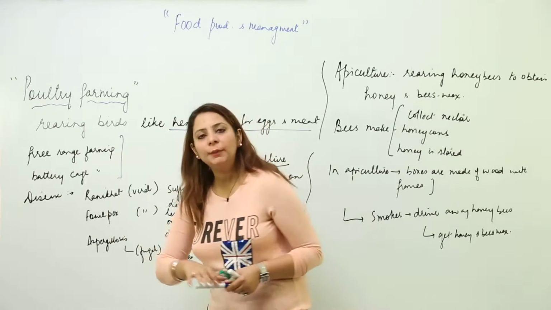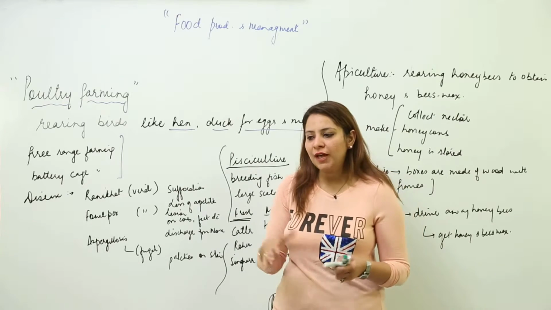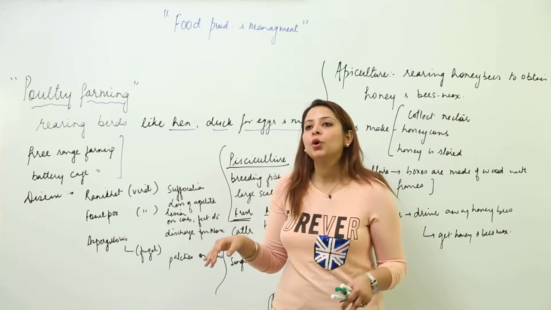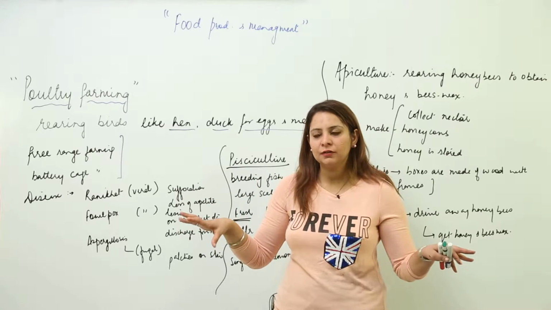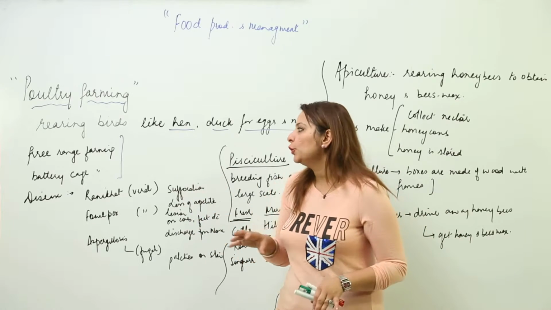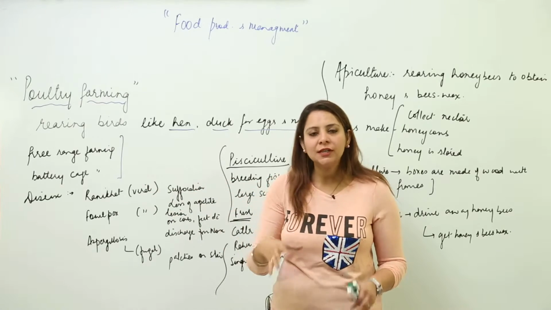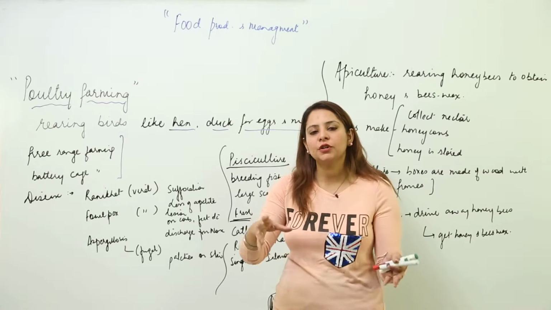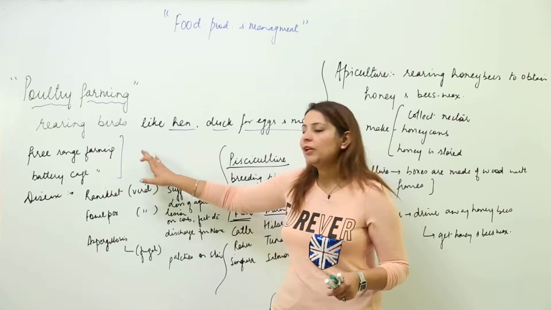In free range farming, we have a certain area which is closed by a fence, or you can say a net-like thing. There, in the daytime, the birds are left free so that they can roam around, but at night time they are closed in a cage. So this is free range farming.